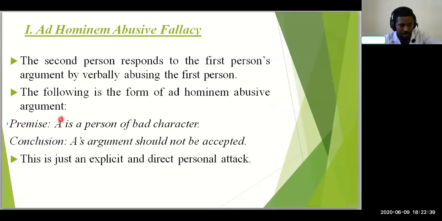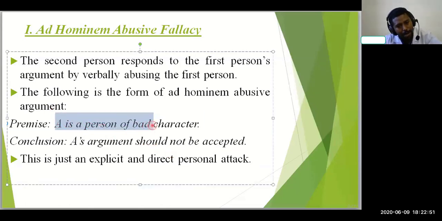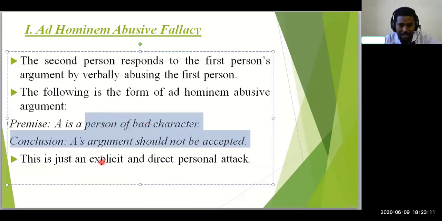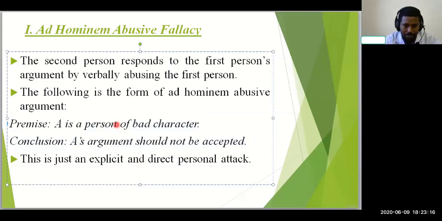Look at an example to understand. Person A is a person of bad character. Conclusion, A's argument should not be accepted. You see? I may be a person of bad character. You may be a person of bad character. Based on this, can we say that my argument should not be accepted? Totally, it should not be. The premise is logically irrelevant to this conclusion. The bad characteristics of a person should not be a guarantee for not accepting the argument of that person. That is the ad hominem abusive fallacy.